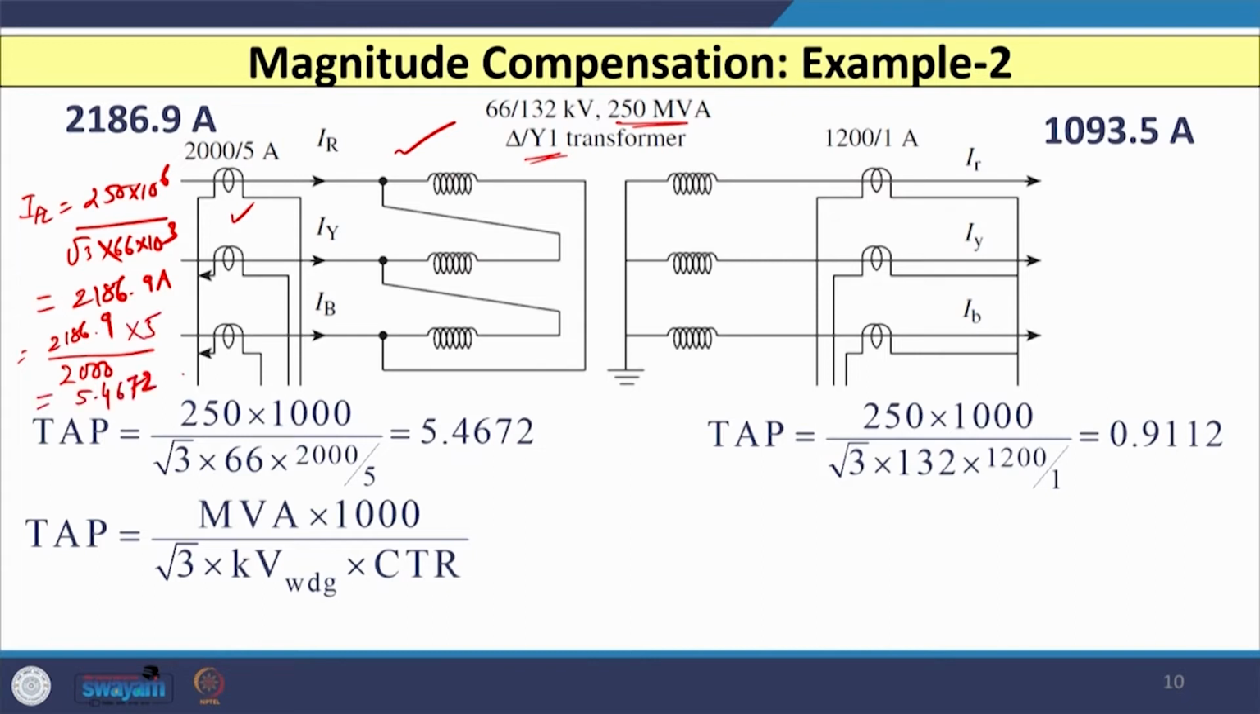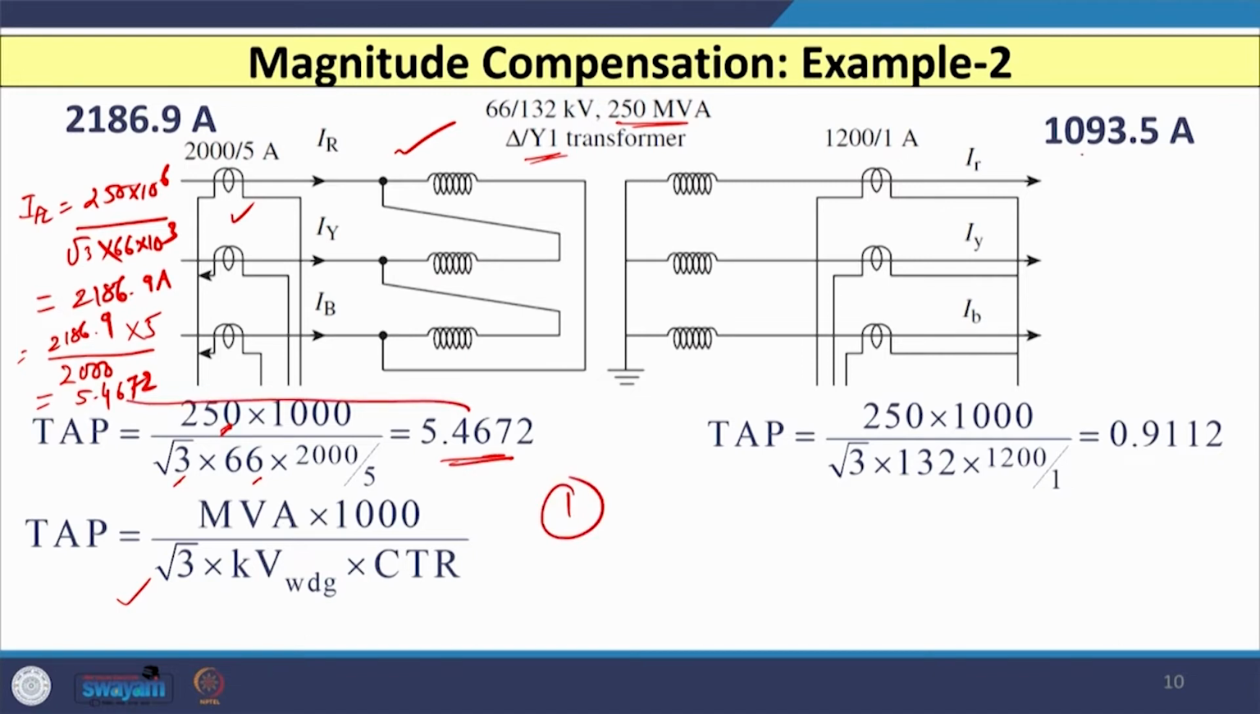So, you will have the value 5.4672, and if you calculate the value using the equation of tap, with MVA 250,000, and in the denominator root 3 multiplied by the kV rating, 66, and the CT ratio, 2000 by 5, you will have the value 5.4672. If you divide these two, you will again have the value one.